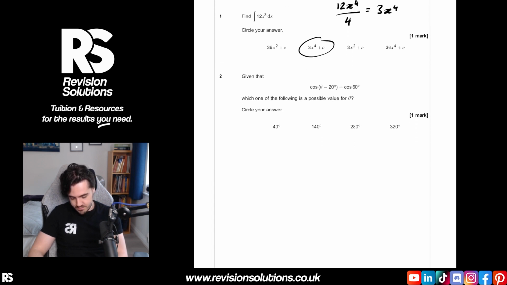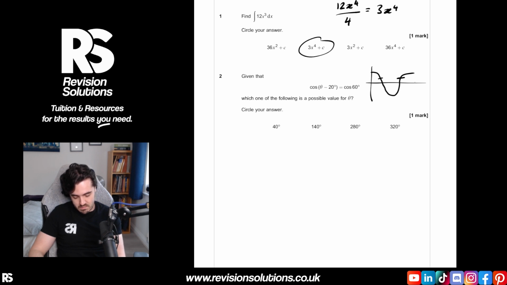Then for question 2, it says, given that cos(theta minus 20) is equal to cos 60, which of the following is a possible value for theta? Well, the way to think about this is just to quickly draw yourself a cos graph. A cos graph looks something like this. And cos 60, let's say that's about here. So we're trying to find another value where the cos graph is the same.